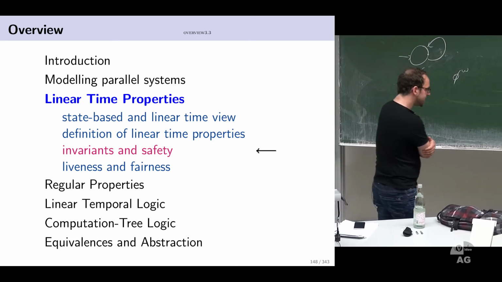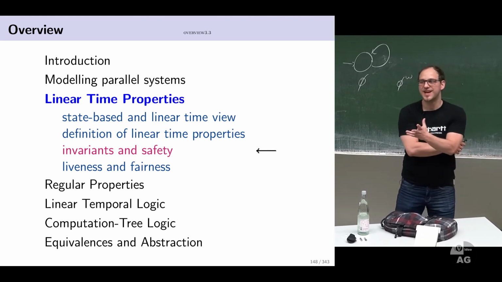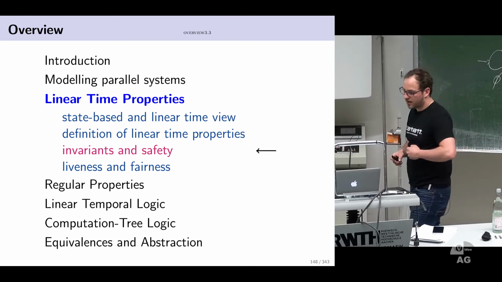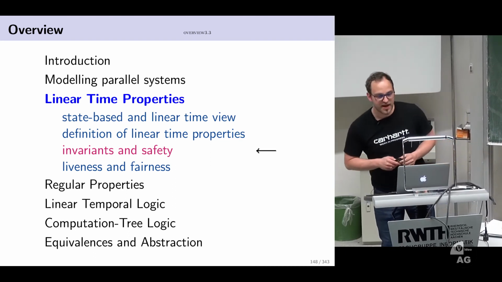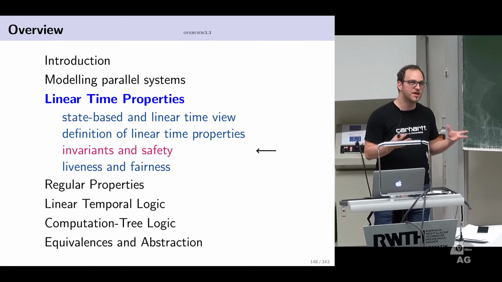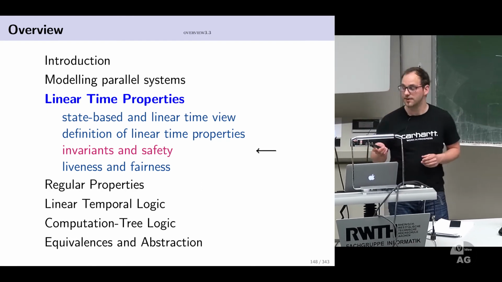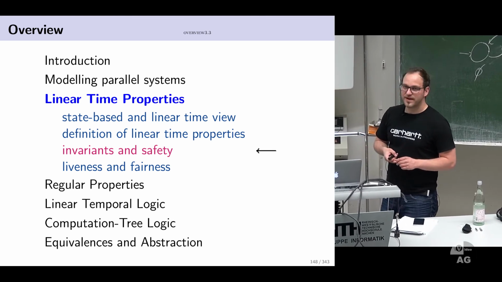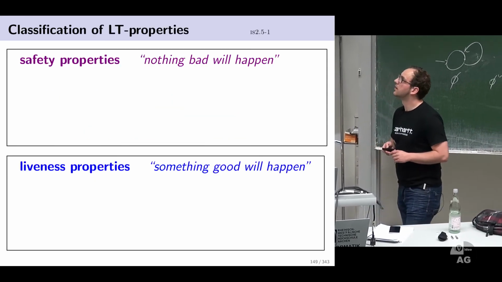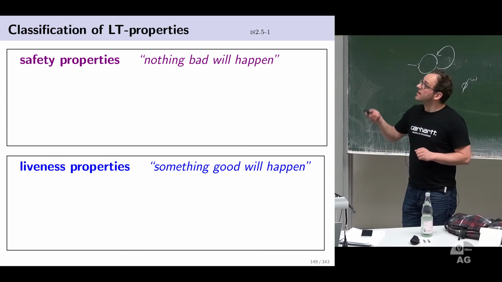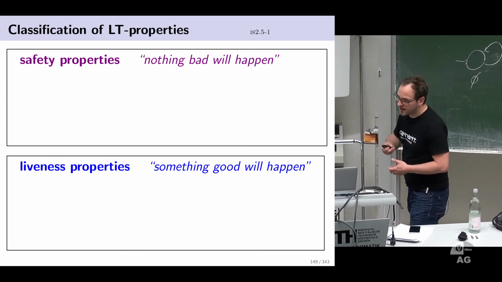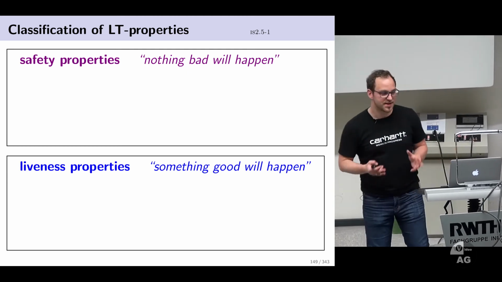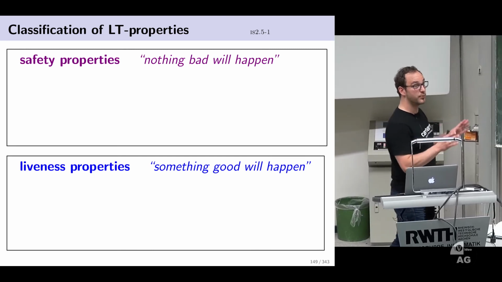I already mentioned this. Now we're going to basically categorize linear time properties into different classes. And by the end of it, it will hopefully be clear why it's meaningful and important to do that. The first classes we're going to look at are invariance and safety properties. Now, the intuition behind any safety property is that it expresses that nothing bad will ever happen.